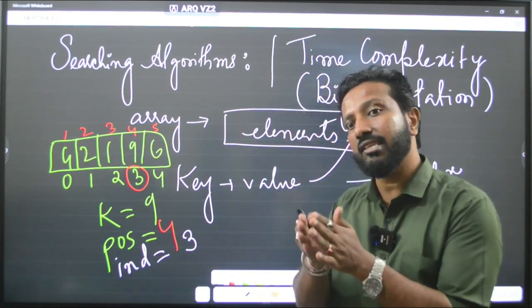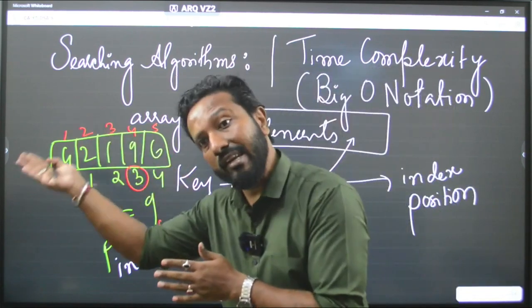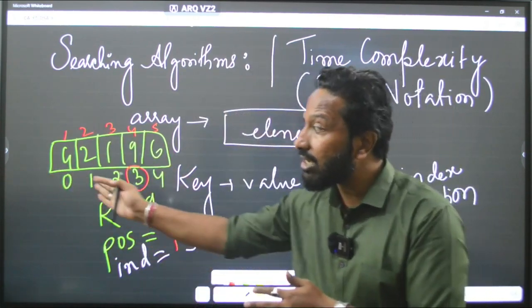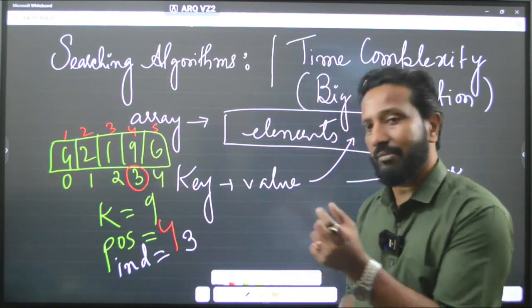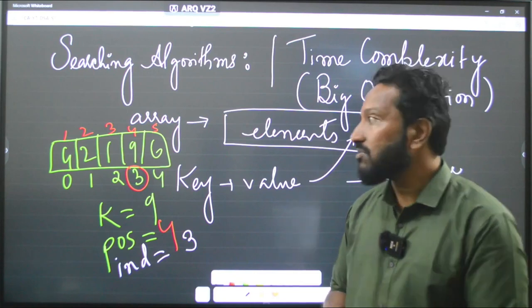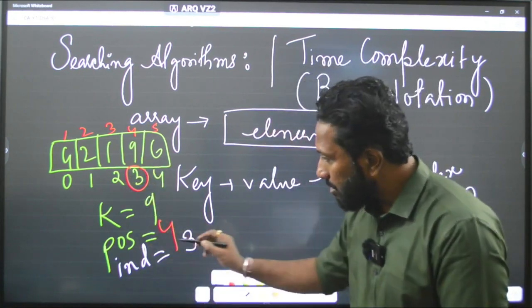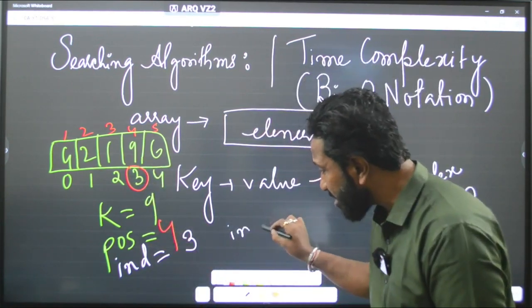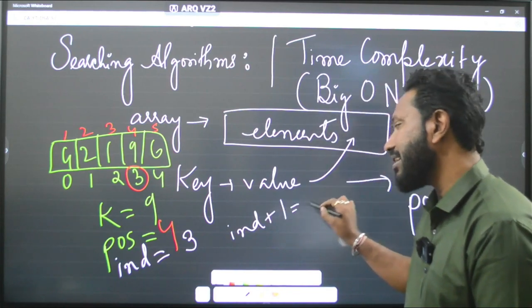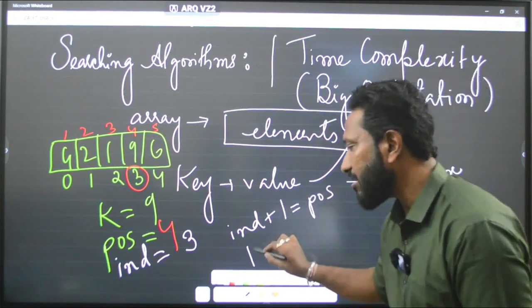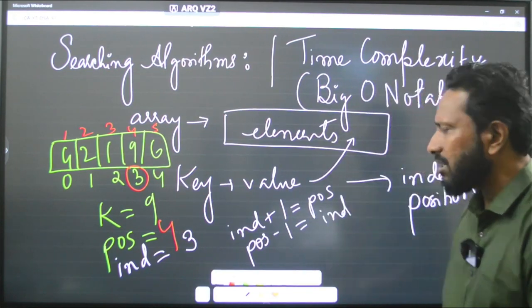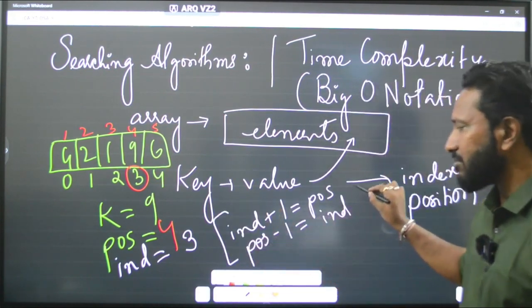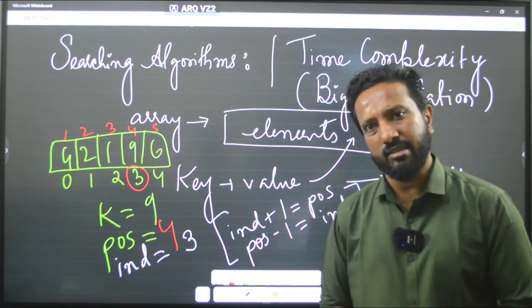The position is that number of element. The index starts from 0 going to that element. So it is always n minus 1. Clear? If you write index plus 1, you will get the position. If you write position minus 1, you will get the index. So this is the relation between these two. I hope you are understanding this, right?